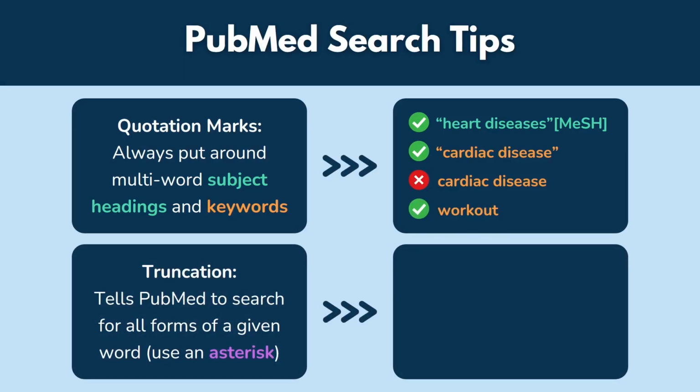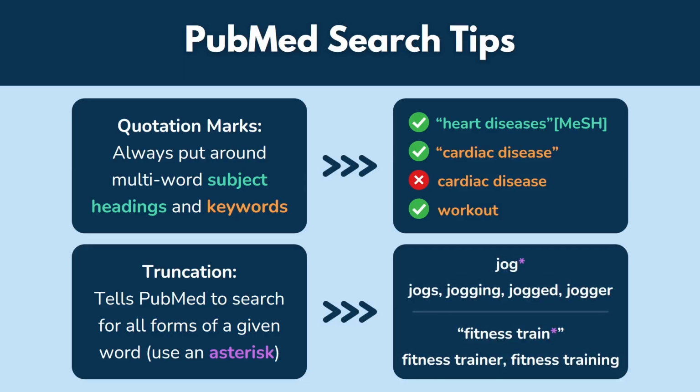Truncation is a great way to save you time when constructing a search. By attaching an asterisk to the end of a keyword, PubMed will automatically look for the different forms of the word. This means that instead of typing jog, jogs, jogging, jogged, and jogger, you simply need to type out jog and attach an asterisk to the end of it. This also applies to multi-word keywords, such as fitness train*, which will search fitness trainer, fitness training. It is important to note that truncation is reserved solely for keywords and not subject headings.